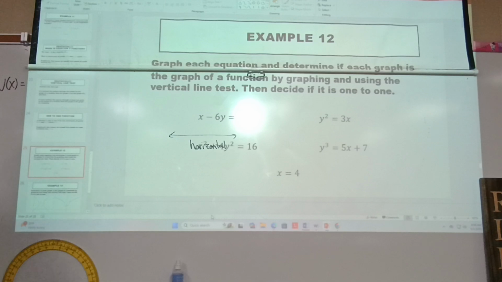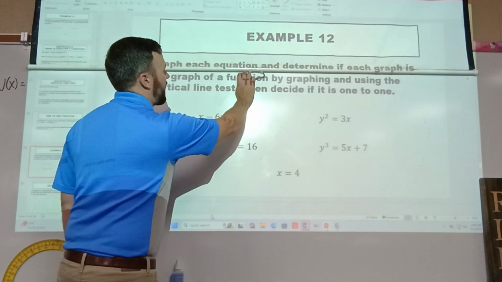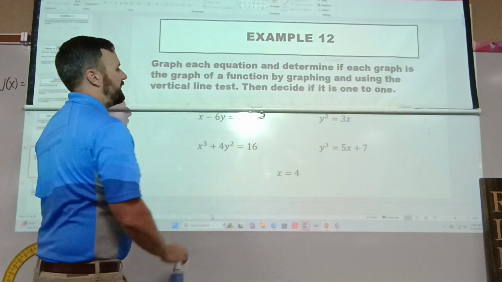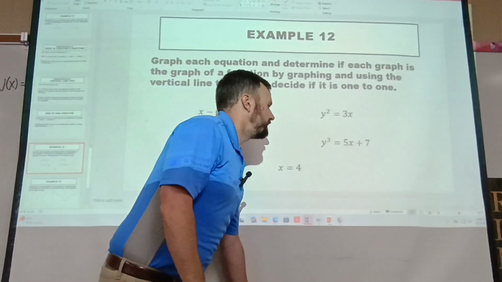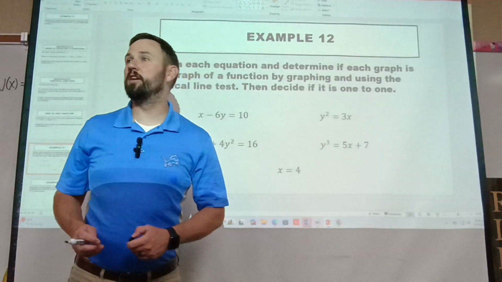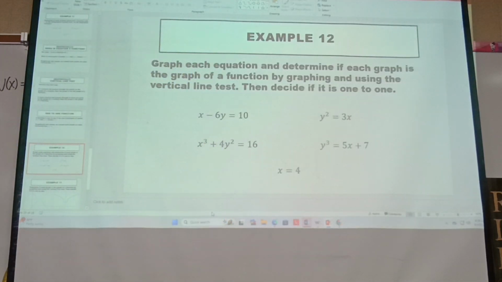All right. So let's graph these, and then we're going to see if they're a function, and if they're 1-to-1. So I'm going to grab my Desmos once more. I'm going to graph these beasts.